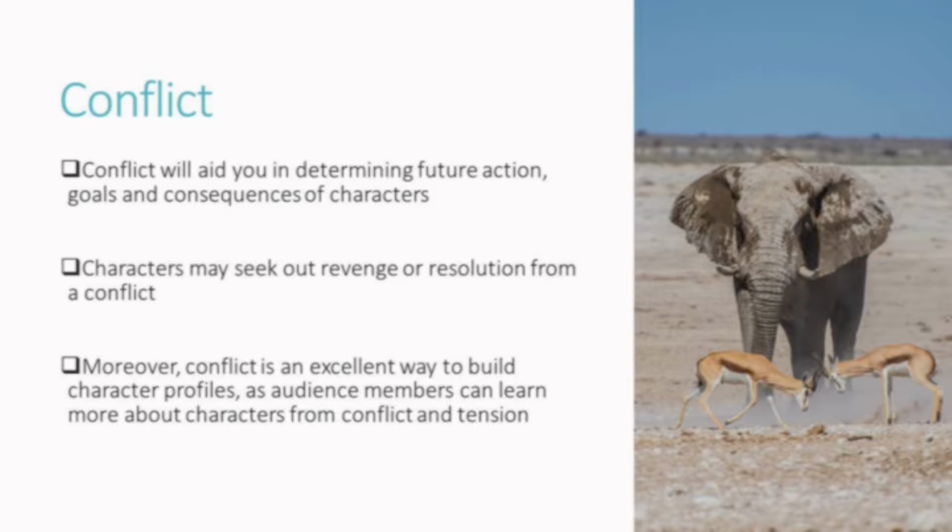Maybe some of the characters are trying to make it to an award show on time. Or maybe some of the characters are so successful that they have to open up more smoothie stands or whatever the plot point might be. Characters may seek out revenge or resolution from a conflict. Moreover, conflict is an excellent way to build character profiles, as audience members can learn more about characters from conflict and tension. Nobody cares about what Walter White was going through on Breaking Bad when he was a healthy chemistry teacher.